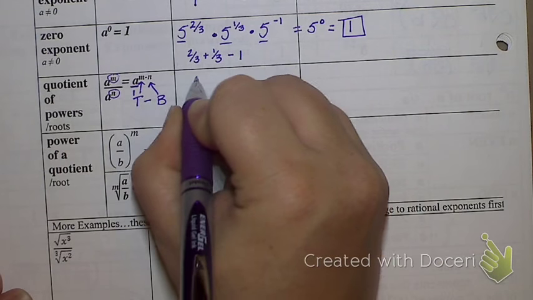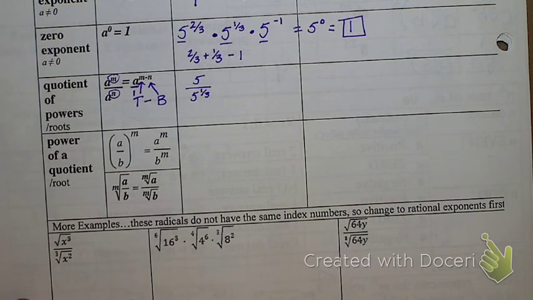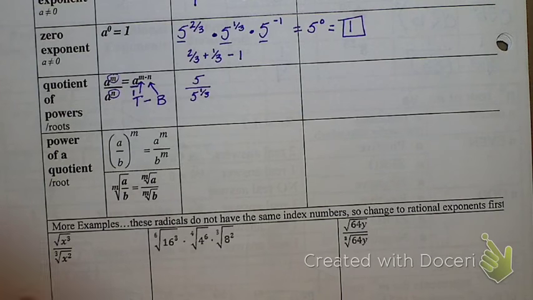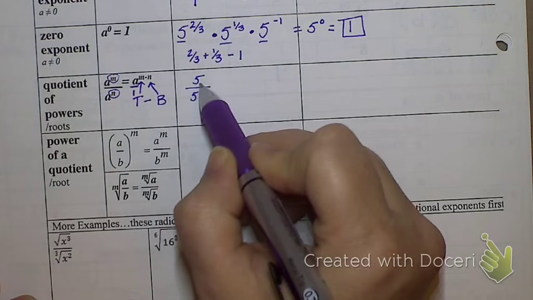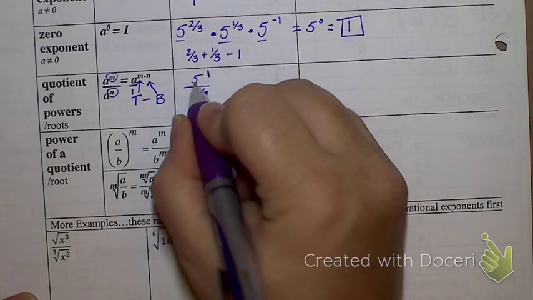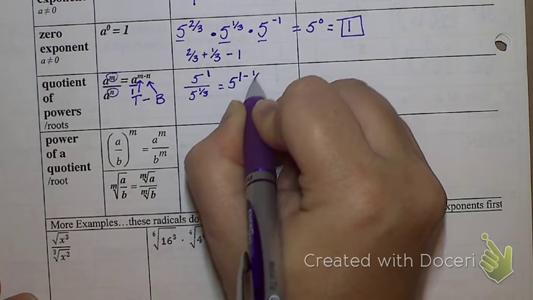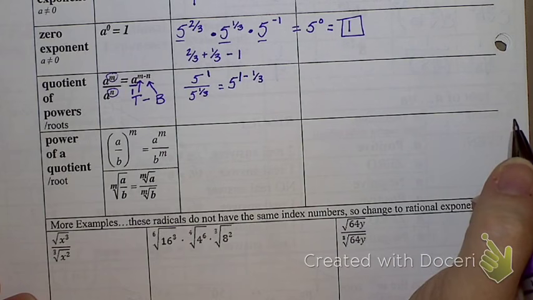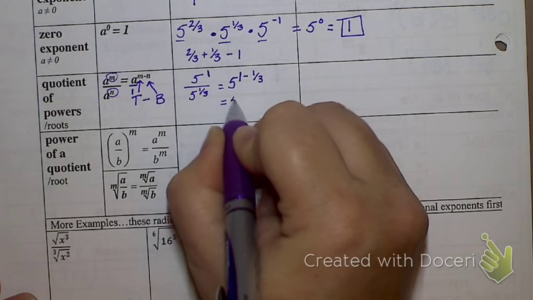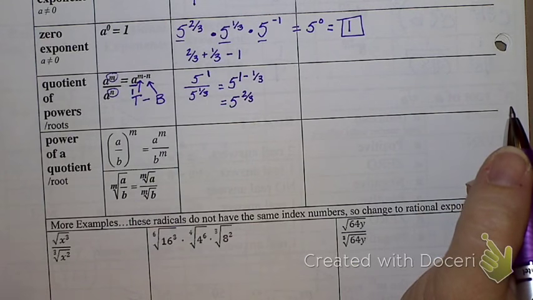So if I had something like this, 5 over 5 to the 1/3 power. Do you see the matching bases? What's the base? This would be 5 to the what power? First, if there's no exponent listed, it's an exponent of 1. So there's my matching bases. I would write this as 5 to the 1 minus 1/3. What is 1 minus 1/3? 2/3. And that's about as far as I can go there.